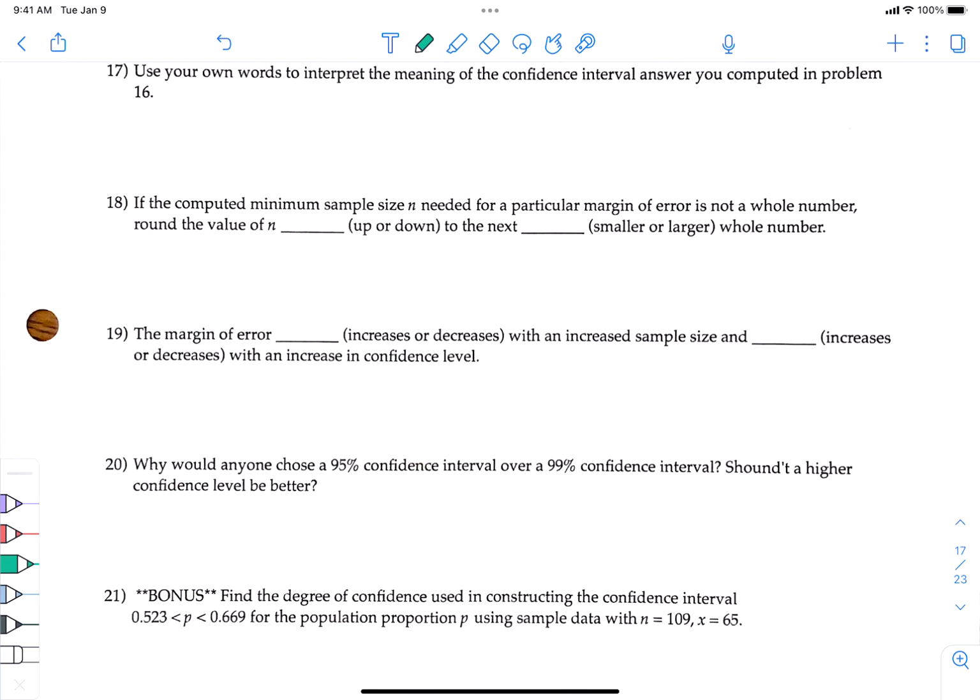20, why would anyone choose a 95% versus a 99% confidence interval? Isn't it better to be more confident? Why would we ever choose a 95 rather than a 99? Sample fewer people, with a 95, maybe, but let's say we're sampling the same number of people. Wouldn't we want to be 99% versus 95%? Well, I don't know anymore.